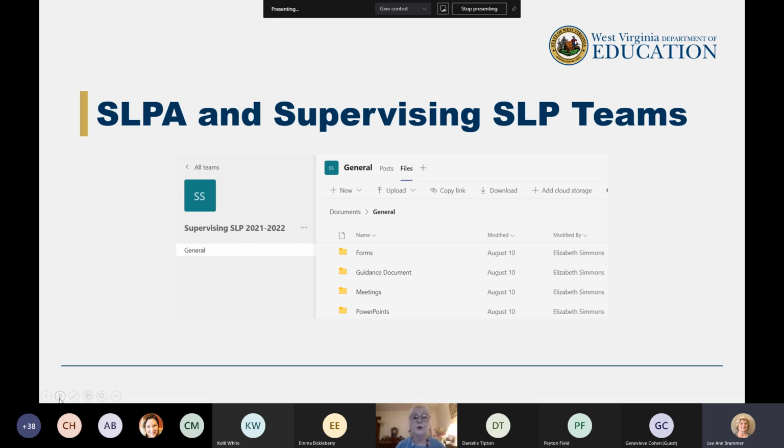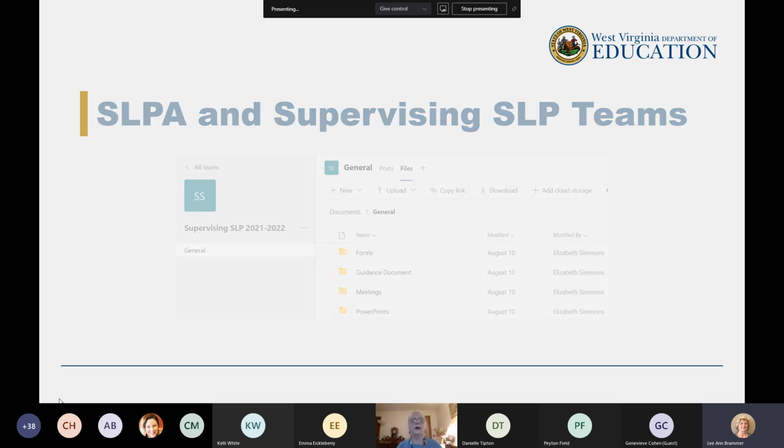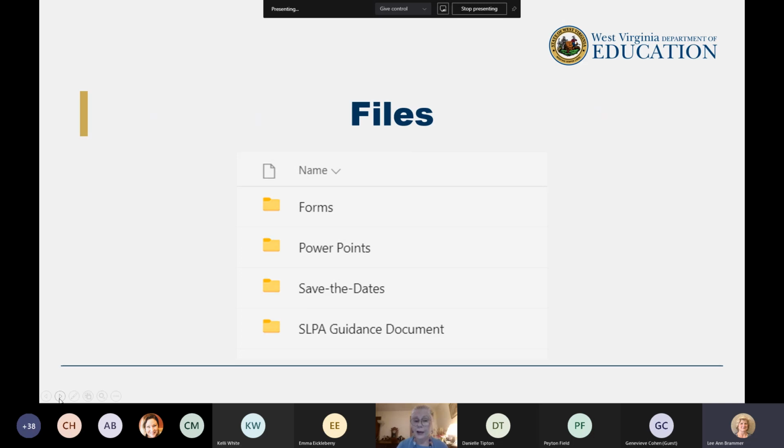That is your team. That's where you post questions and you say, I have this question or I have this issue. What do I do? That's a great place to post. The files, that's where you're going to find these things. If we go to the next slide, it's a little bit bigger. You can see that right now you have forms, and some of those forms are fillable. Now, yay, any of the PowerPoints that we use will be there. The save the dates are there already, and your guidance document is there.